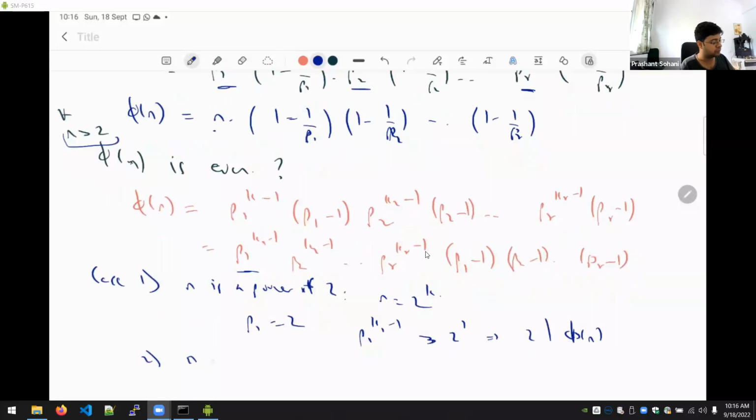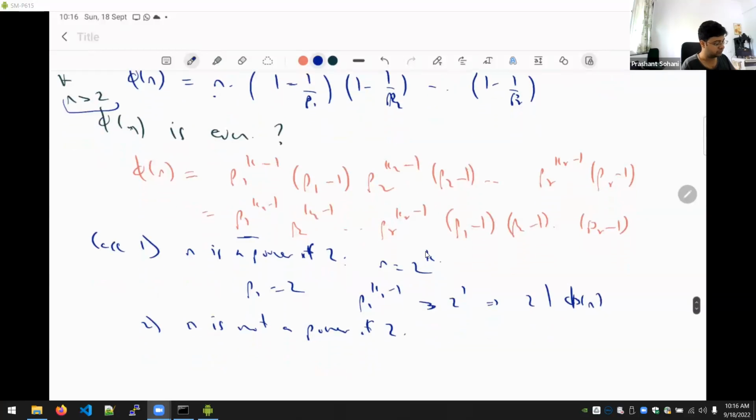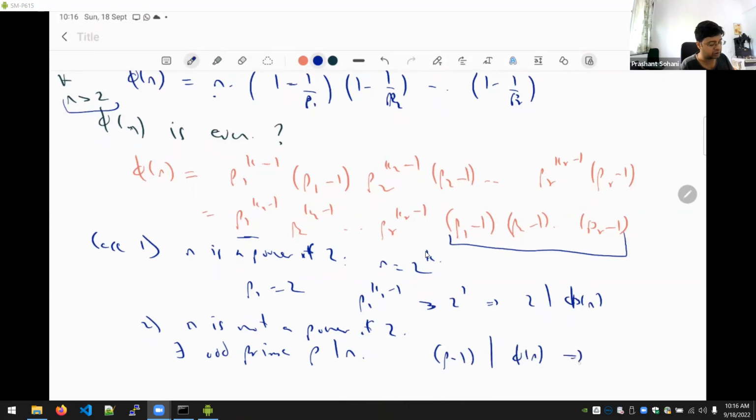So n is a power of 2 is trivial. And if n is not a power of 2, then there exists some odd prime p which divides n, right? And whatever that odd prime is, the p minus 1 will occur somewhere in this expansion. So p minus 1 will divide phi of n. So again, it implies 2 divides phi of n. So either way, phi of n turns out to be even.